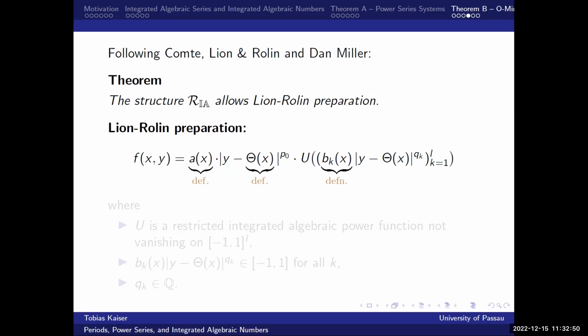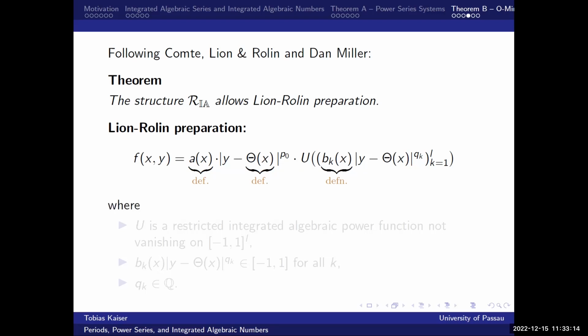Then I have here power with rational exponents. I have a prefactor depending only on x. And then here I have a unit. So what does unit mean? Unit means away from zero, away from infinity. And the unit can be controlled.